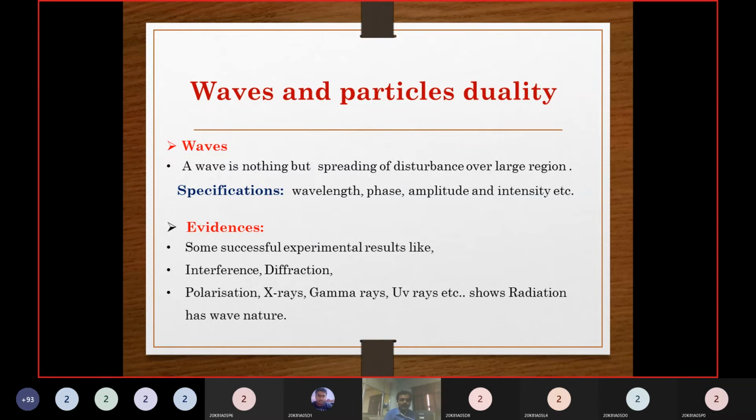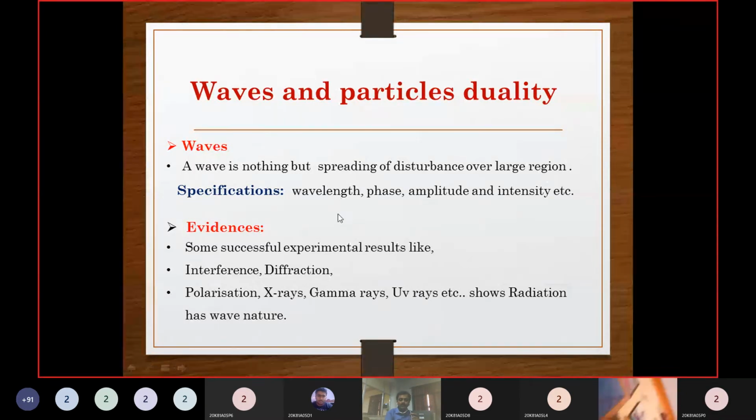Amplitude: a wave travels like a sine wave, going up and down. In the positive direction it has a maximum point, and in the negative direction there is a maximum point. That maximum point we call the amplitude. Intensity means the number of waves traveling through a unit area. So these are the specifications of a wave.